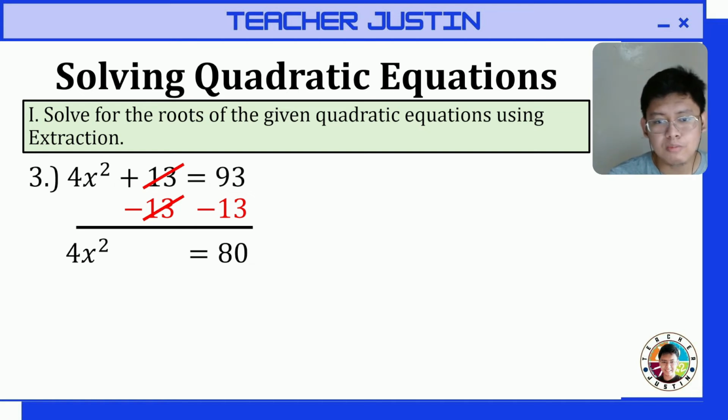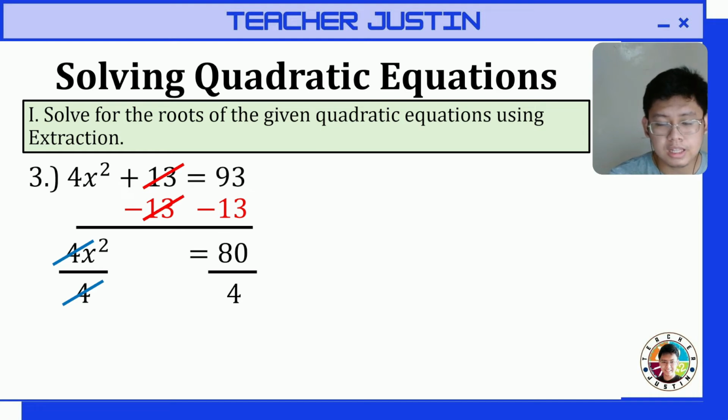Now, let's remove the numerical coefficient na 4. So, take note that the operation between 4 and x squared is multiplication. So, ang susunod natin na property na gagamitin para matanggal yung numerical coefficient is we have to divide both sides by the numerical coefficient. So, divide both sides by 4 para matanggal yung ating numerical coefficient na 4.